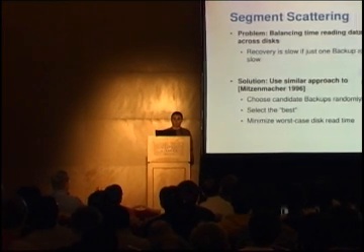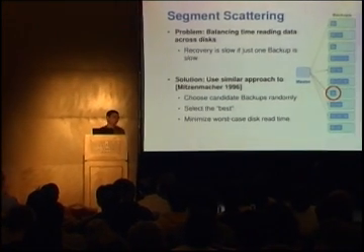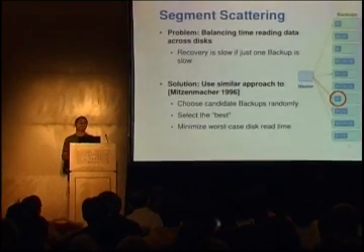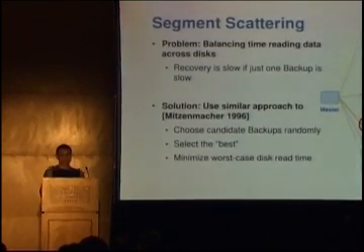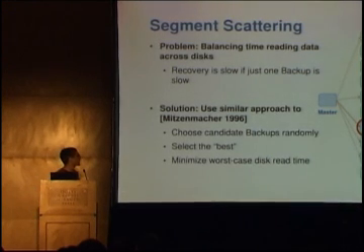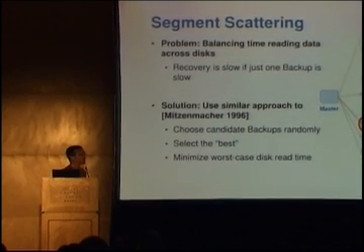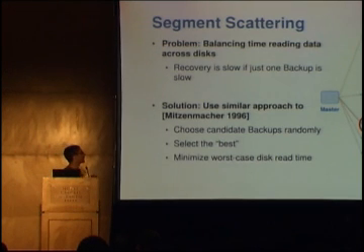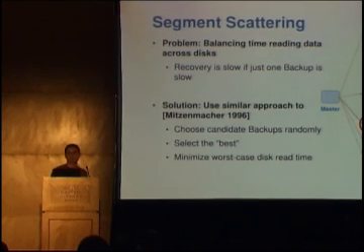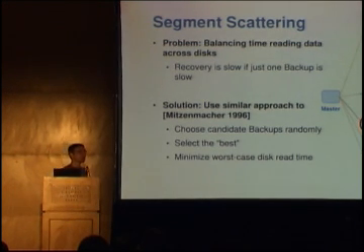So we use an approach similar to Mitzenmacher's power of two choices here. Basically, the master during normal operation, as it's placing its segments, chooses a candidate set of backups from amongst the cluster, and knowing where it's already placed its segments and using a small benchmark provided by the backups, it can get an estimate of the amount of time it thinks each of the backups will take to load its data during recovery. And basically, it's optimizing to minimize the worst case disk read time during a recovery.